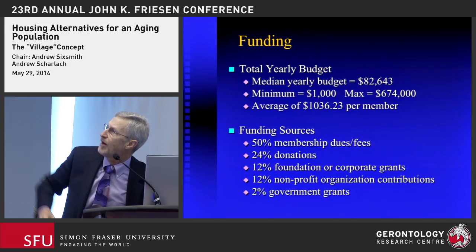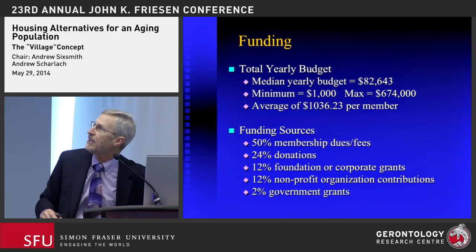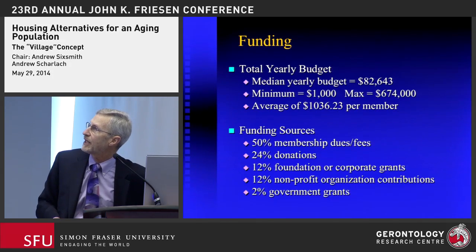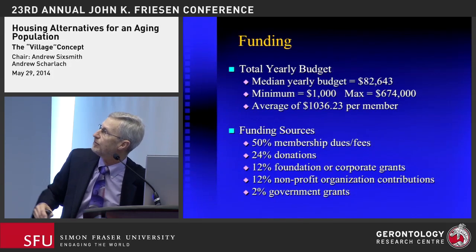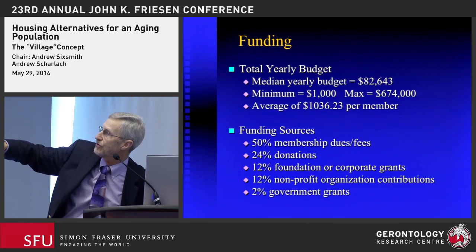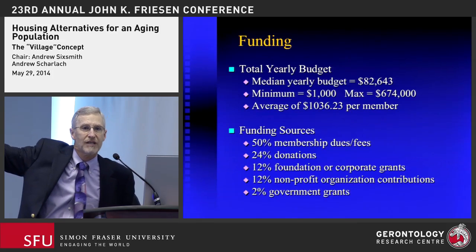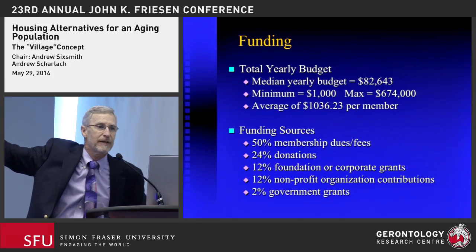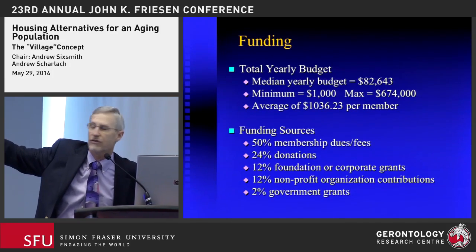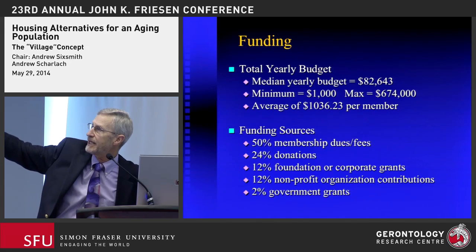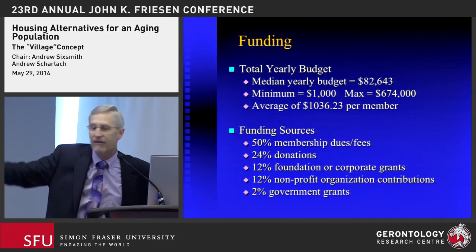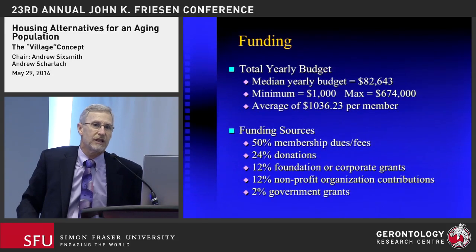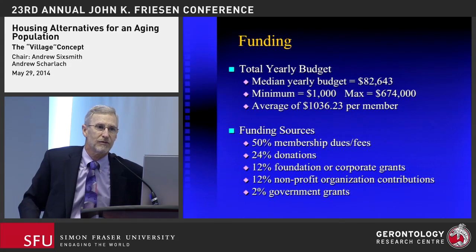Villages operate on average on about $80,000 a year, or about $1,000 per member. That doesn't divide quite right, but anyway, between $80,000 and $100,000 a year. Half of their operating expenses come from their membership fees. But the other half come from a combination of donations, grants, and contributions, and very, very little government support in the United States. Very, very little government support.